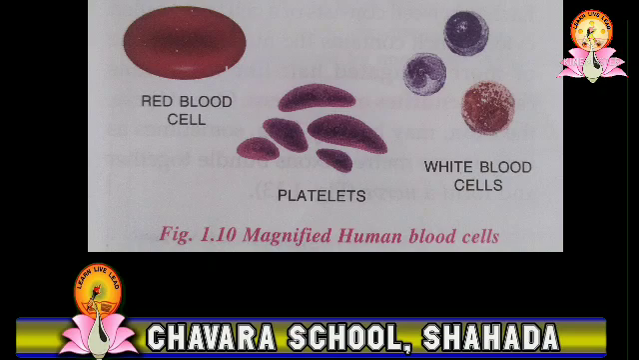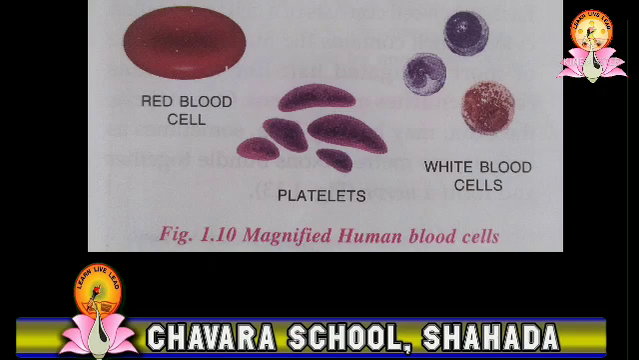The third type of corpuscle is platelets. Platelets are also known as thrombocytes. They are round in shape and they are the smallest among all these three types of corpuscles. The platelets help to clot the blood, which prevents excess blood loss from the body and also avoids the direct entry of disease-causing germs into the blood through the cuts in the body.